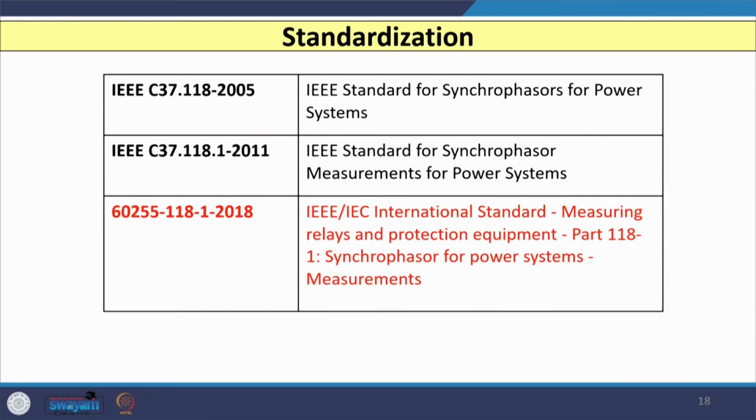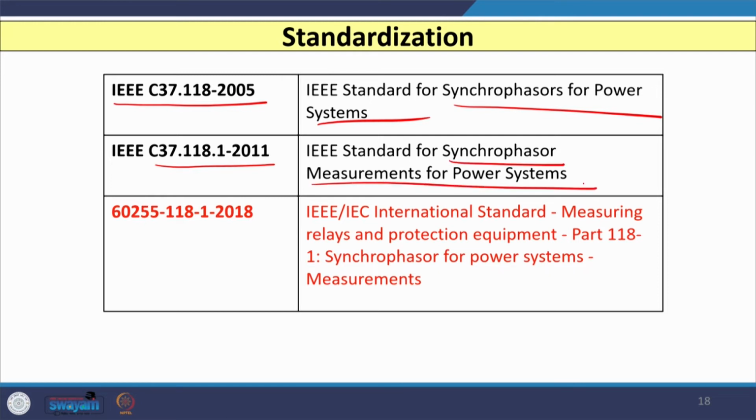As far as standardization is concerned, initially in 2005 IEEE gave a standard, that is IEEE C37.118, and this standard is for synchrophasors for power systems. This standard was amended by IEEE in the form of C37.118.1 in 2011, and the name of this standard is again synchrophasor measurements for power systems.